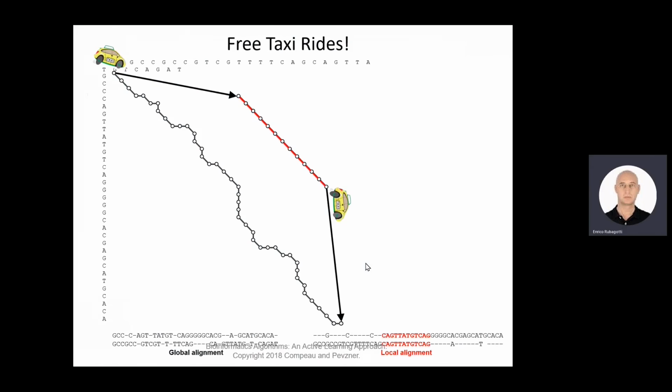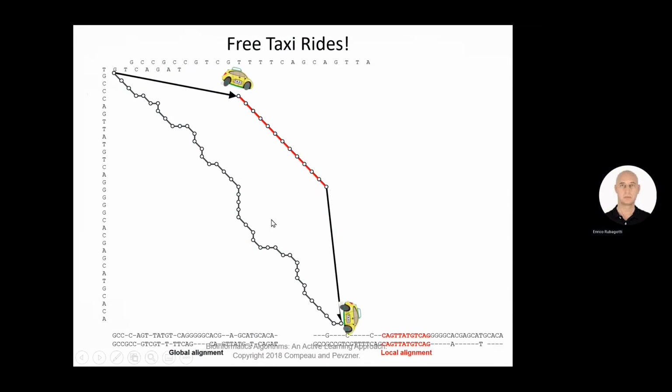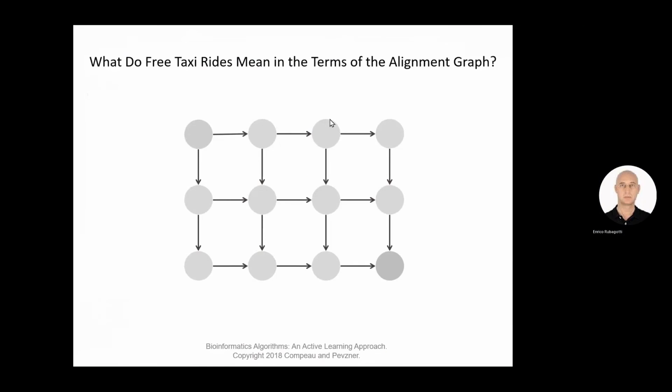How do I do it? Using free taxi rides. What does it mean, free taxi rides? It means that I'm considering not to get any weight up to the beginning of the string. And what do free taxi rides mean in terms of the alignment graph?